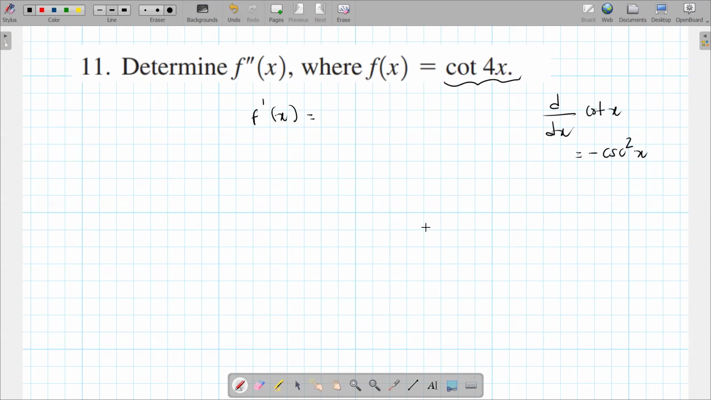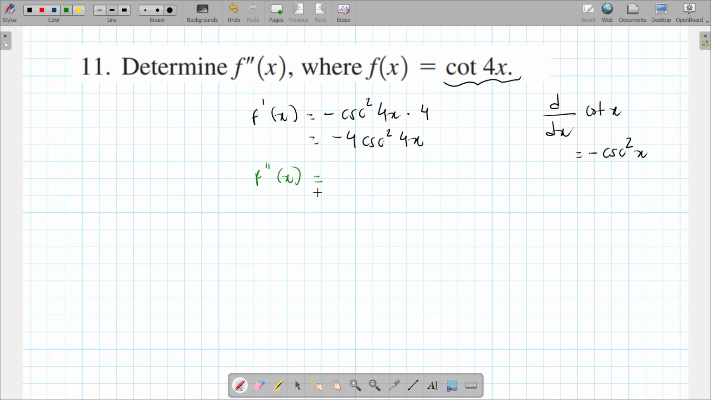It's negative cosecant squared of 4x times 4. Yep. So that's the first derivative. You can even move that -4 up here. That part is easy.